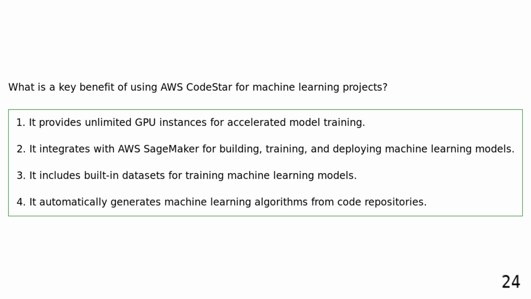What is a key benefit of using AWS CodeStar for machine learning projects? It provides unlimited GPU instances for accelerated model training. It integrates with AWS SageMaker for building, training, and deploying machine learning models. It includes built-in datasets for training machine learning models. It automatically generates machine learning algorithms from code repositories.